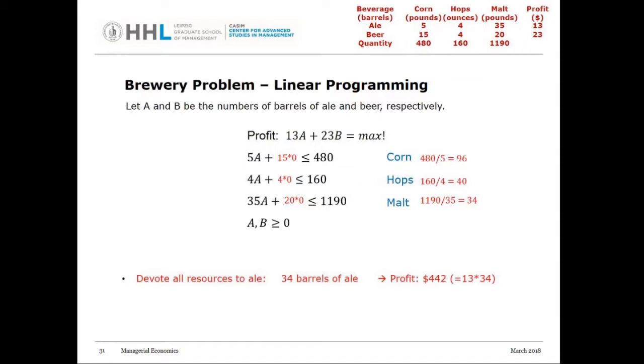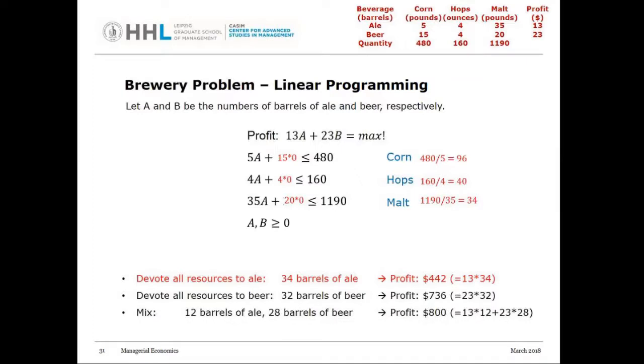So the profit will be 442. How do we get it? It's 13 times 34. If we only look at the situation that you produce beer, you should be able to test your understanding. Then we can produce at most 32 barrels of beer, and the profit will be 736. You can, of course, think of some mix. And if you mix it, you can think of 12 barrels of ale and 28 barrels of beer, and the profit will be 800. Okay, we can model it, but we haven't solved it yet.